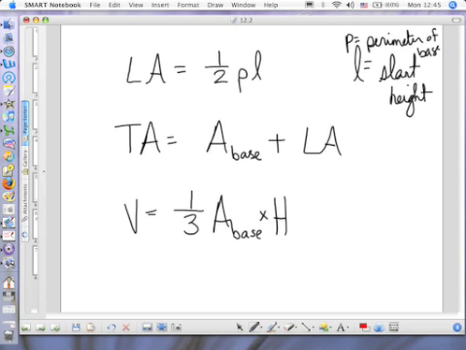So if this cube holds 3 gallons of water, then this pyramid, which has the same height and the same base, holds how much? 1 gallon of water. And that's the relationship between them. And those are our formulas.